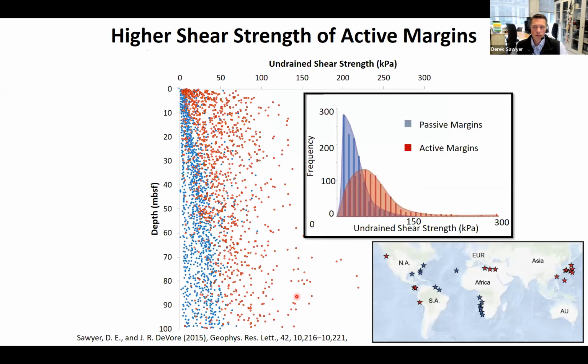And sure enough, even without any work or analysis or filtering, just with your eyes, you can see that the red circles are systematically offset to the right, indicating higher shear strength, mostly with depth. There is some overlap, of course, but if you look at the distribution of the data points, you can see a systematic strengthening. So if seismic strengthening has nothing to do with this, and maybe at this point we don't even know what's driving this, but we can observe a clear offset in the shear strength data sets.